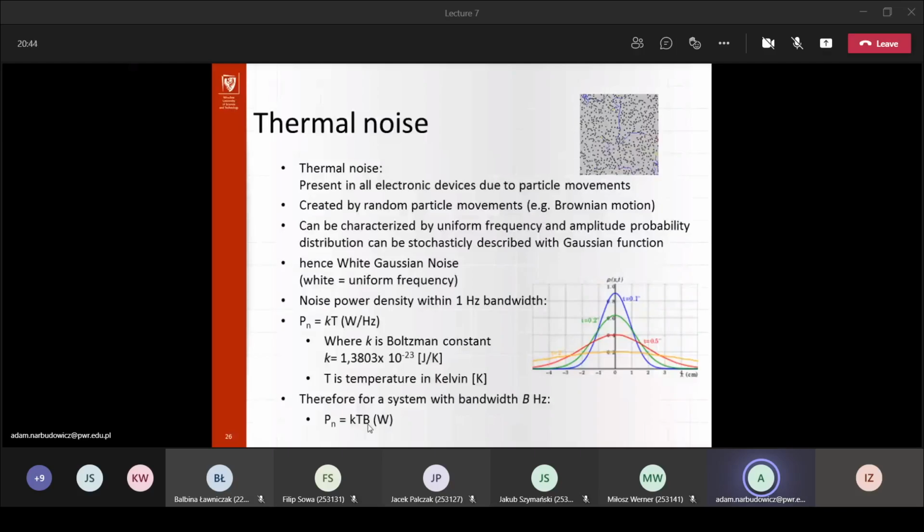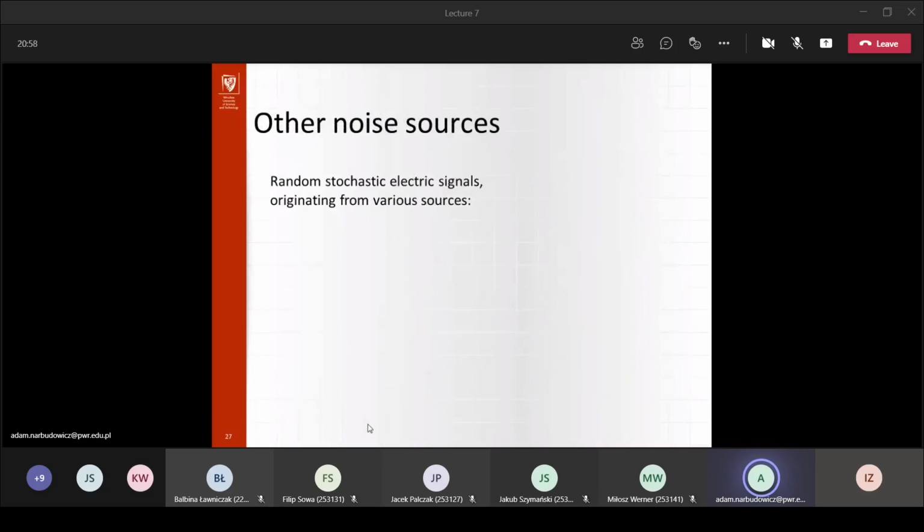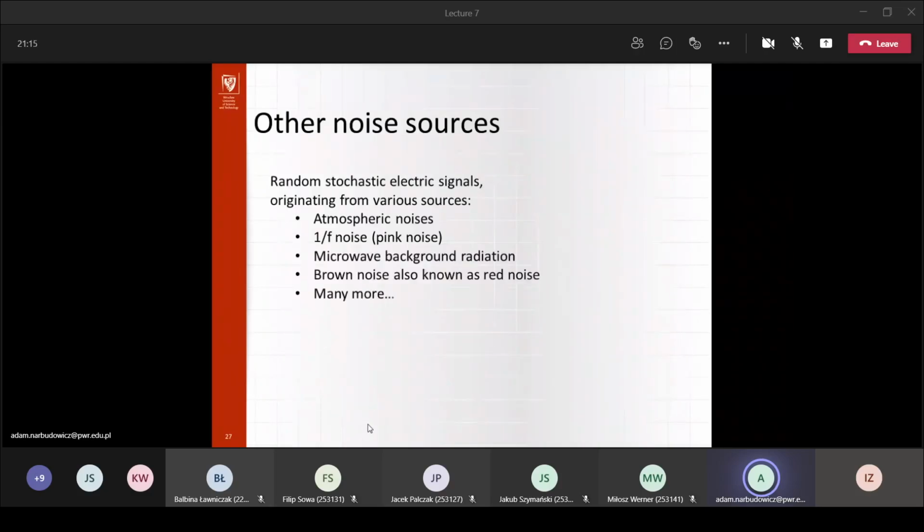You will have some sort of a filter at the input of your signal, and then depending on the bandwidth of the system, that amount of noise would leak into your electronics. Now, on average, there are many more noises than the white Gaussian noise that come from different sources. Just to name a few.